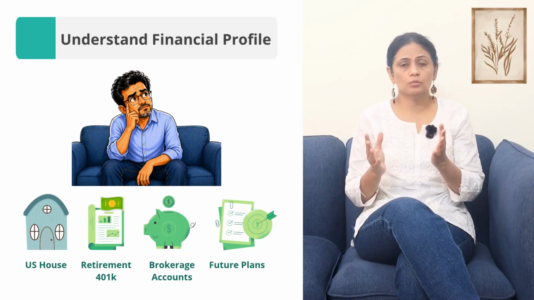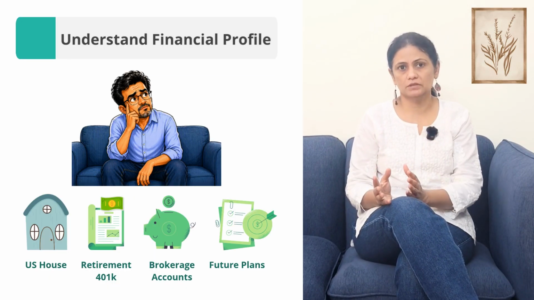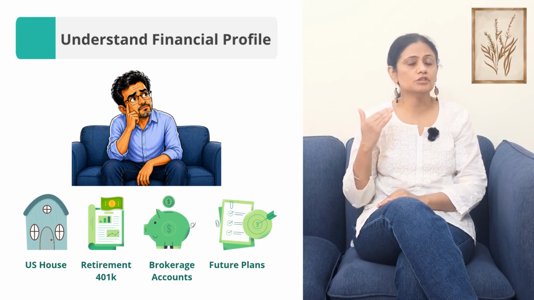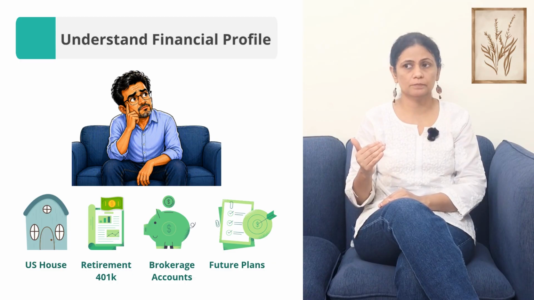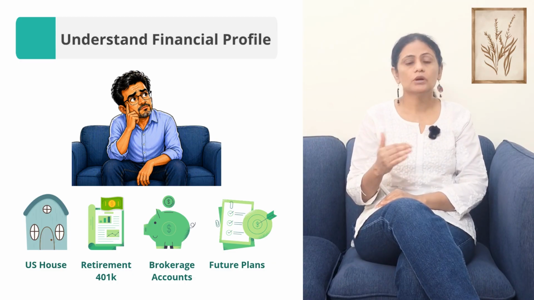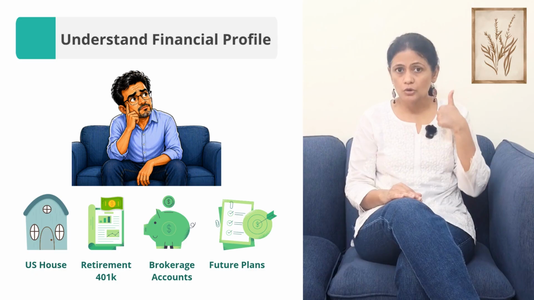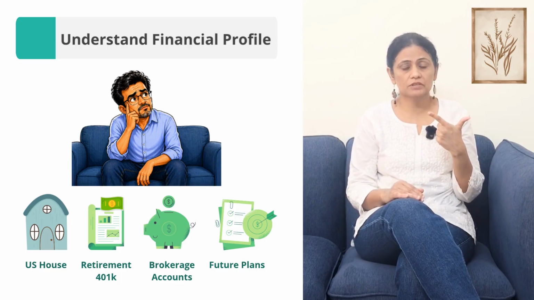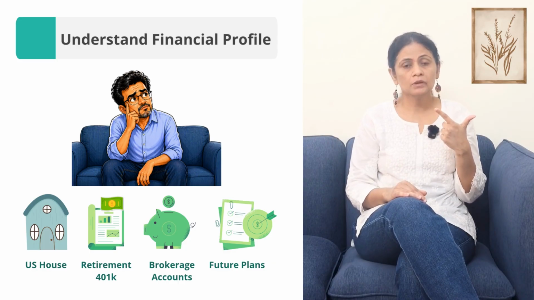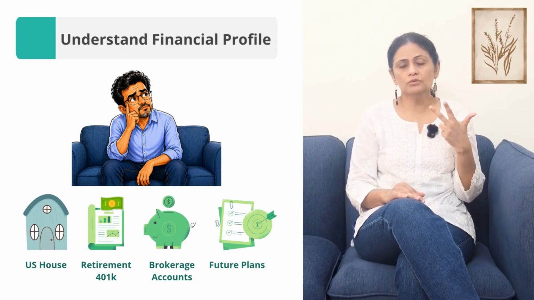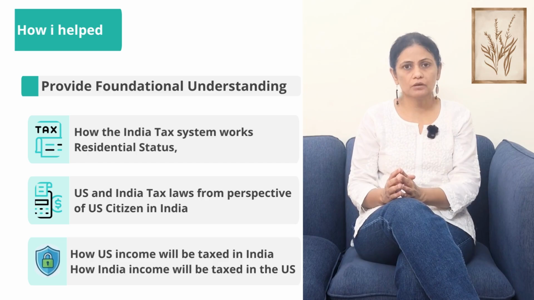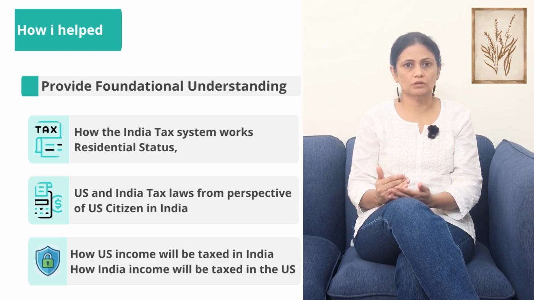Now, this is how we approached Rajiv's case. First, we started by understanding his financial profile in the US. So before moving, Rajiv had a house property in the US. He had substantial retirement savings in his 401k. He also had brokerage accounts with Fidelity and Vanguard. Now, considering all of this, the first step was building the foundation.